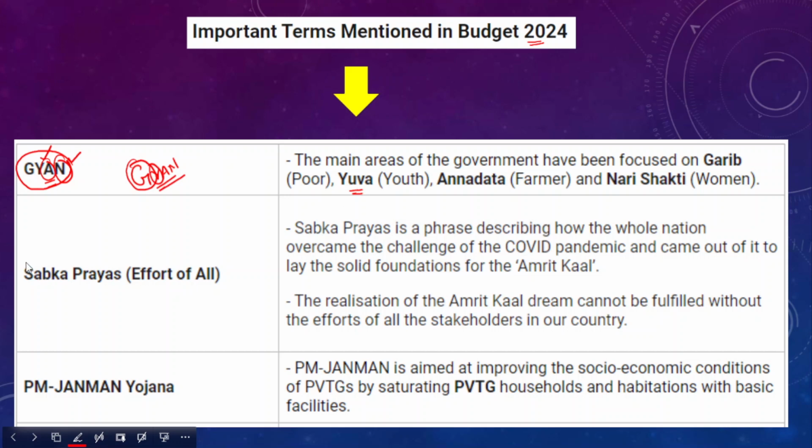And after that, the government has also launched Sabka Prayas, and that means effort of all. Now, Sabka Prayas is actually a phrase describing how the whole nation overcame the challenge of the COVID-19 pandemic. Now, if you look at India's track record with respect to the COVID-19 pandemic, India is one of the countries which has successfully dealt with the COVID-19 pandemic, and it has also come out of it to lay the solid foundations for the Amrit Kal.